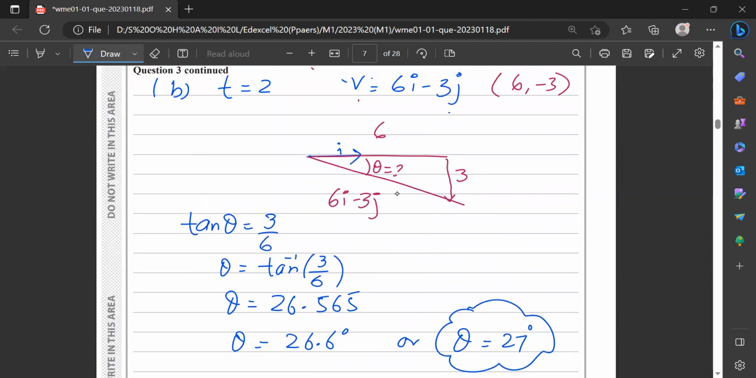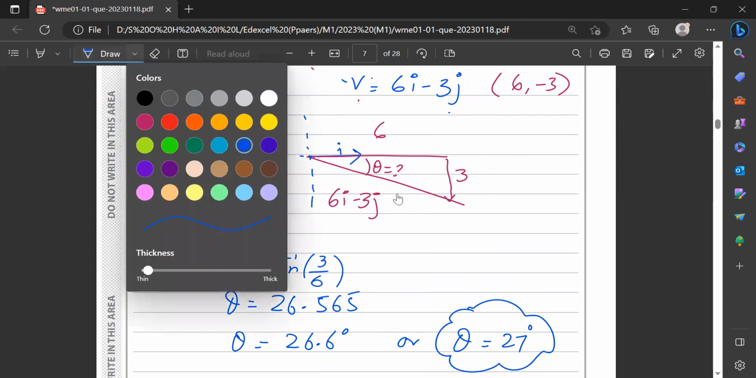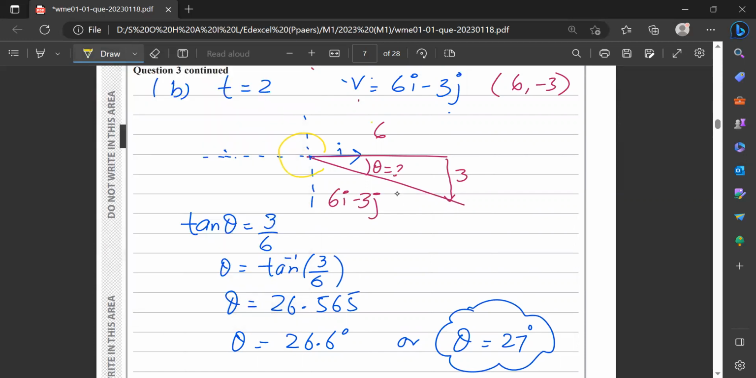Or if you want to measure this angle, this is the angle which I measured clockwise. You can also measure the angle like this. What is this angle? Obviously 360 minus 27. 360 minus 27 is 333. So any answer is acceptable, but it is better to write 27 here.